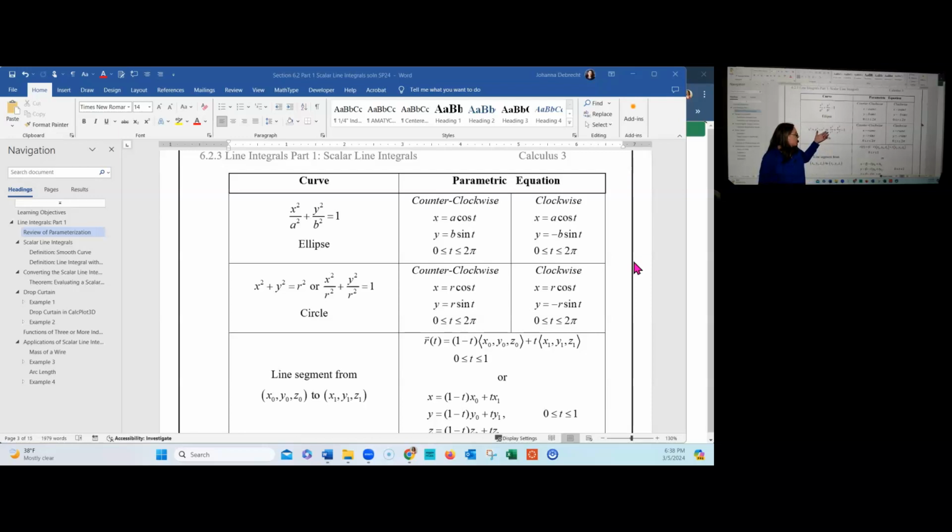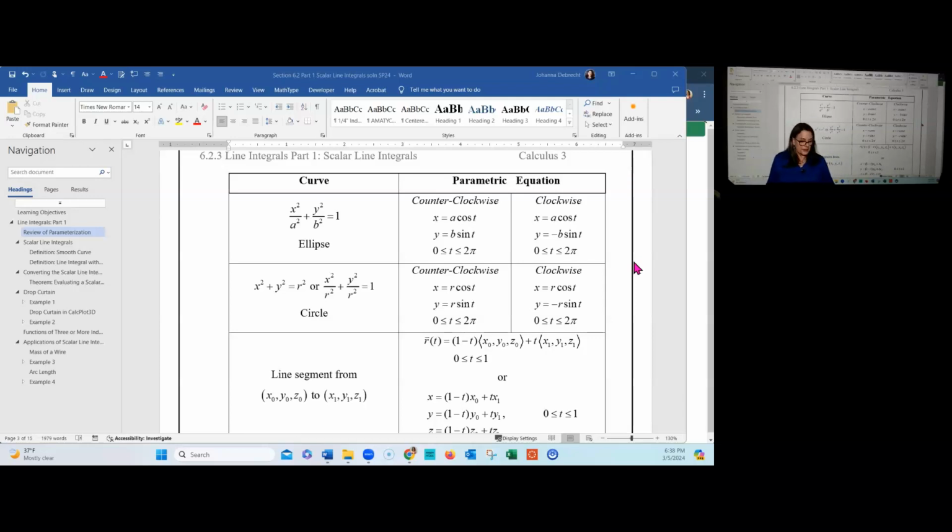So to plot a circle in the counterclockwise direction, set x to be the radius times cosine t and y to be the radius times sine t. To go clockwise in the other direction, set y to be negative r sine t. In both cases, we allow t to vary from 0 to 2 pi.